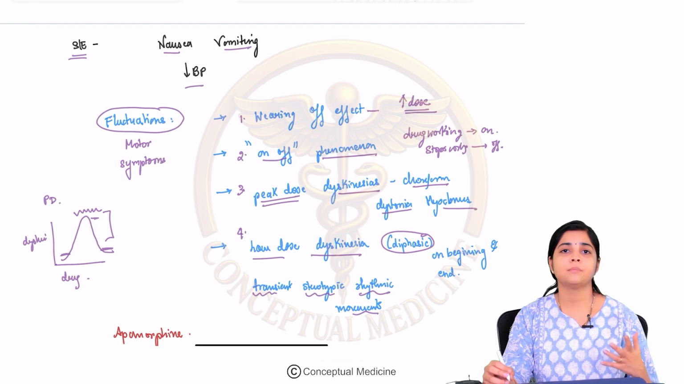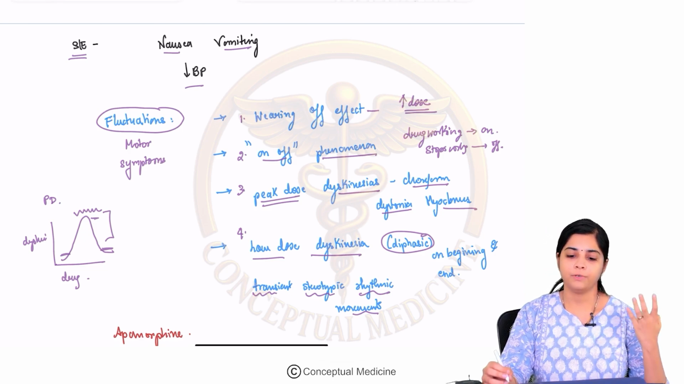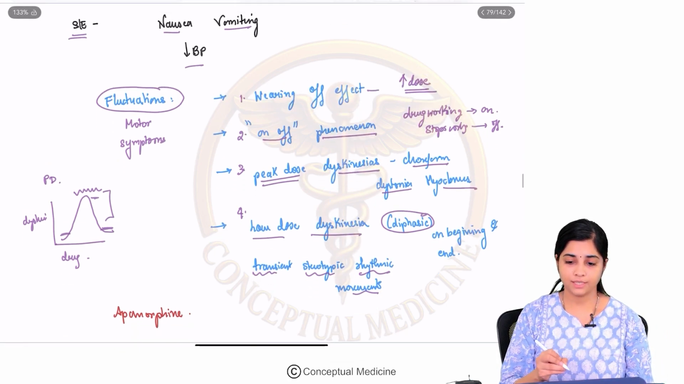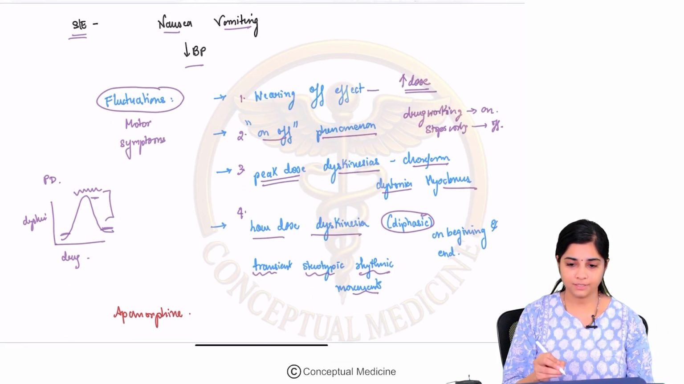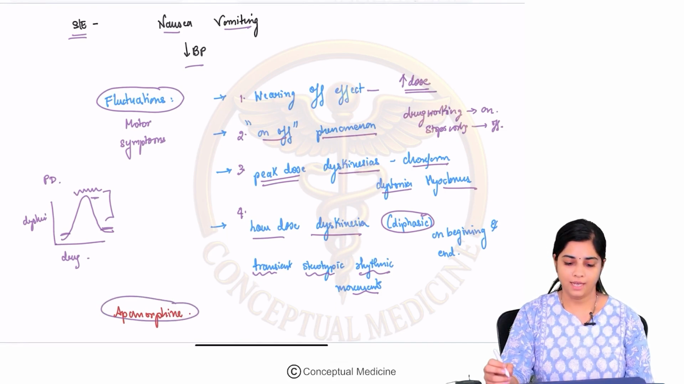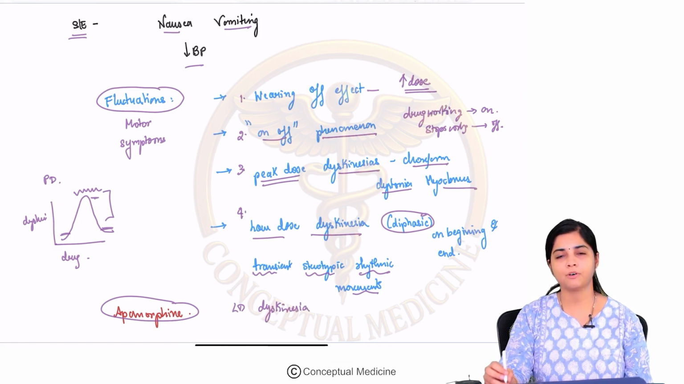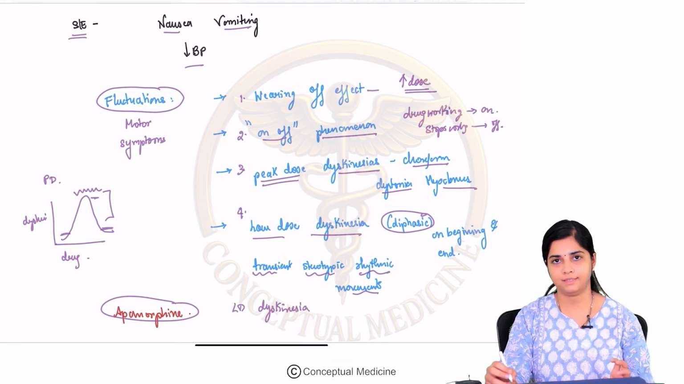Okay, so this is about the various motor fluctuations which you can get with long-term levodopa therapy. So wearing off effect, on-off phenomenon, peak dose and low dose dyskinesias. Okay, fine. So the drug which can be used for the management of these levodopa-induced dyskinesias is your apomorphine. Okay, so for levodopa-induced dyskinesia, what is the drug that is used? It is apomorphine. So apomorphine is the drug used for levodopa-induced dyskinesia.